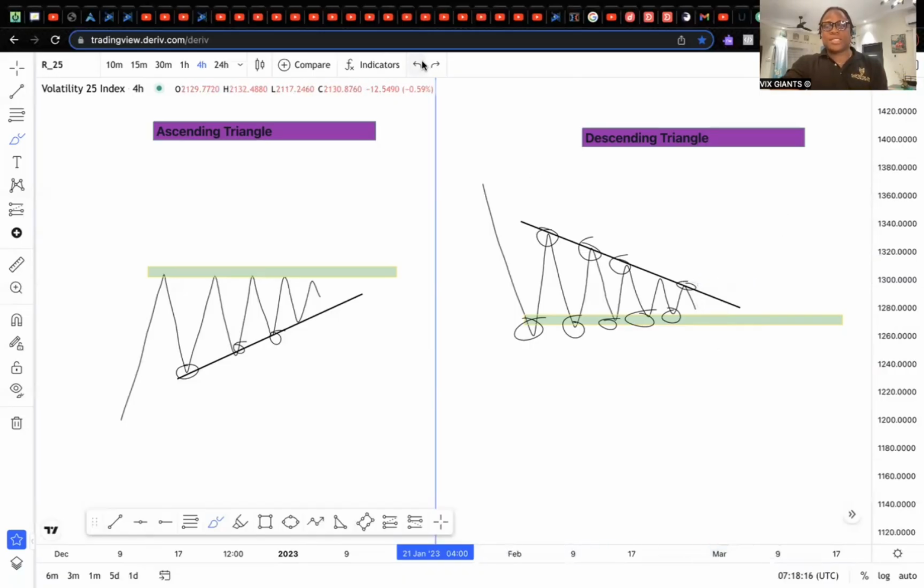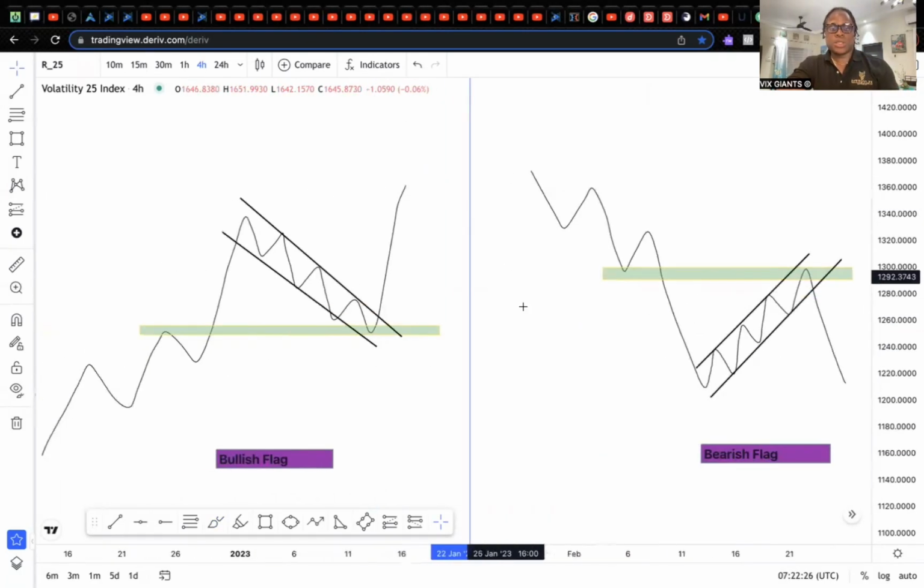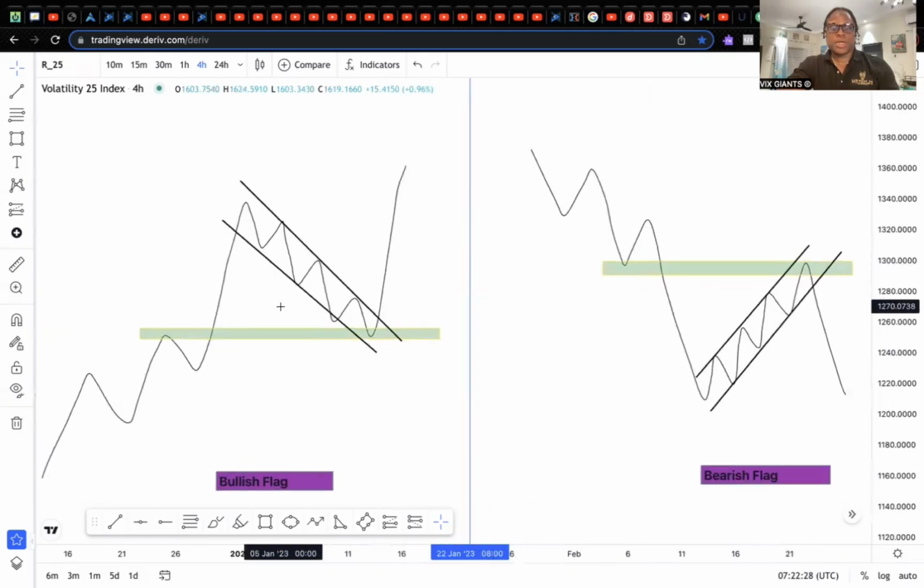So that's it for the ascending and descending triangle. So on to the next pattern. We're on to our next set of market patterns. So the first one over here to our left, we have the bullish flag. Usually this type of market pattern is a continuation pattern, right?